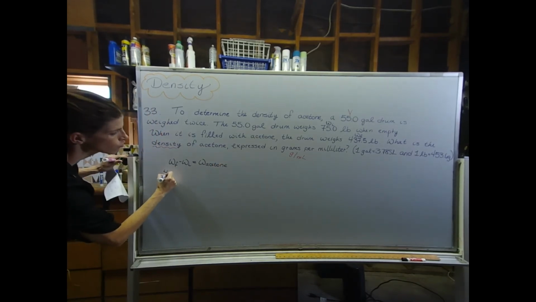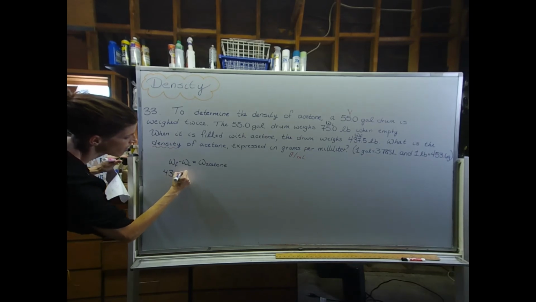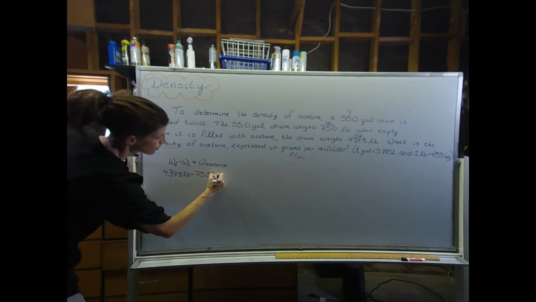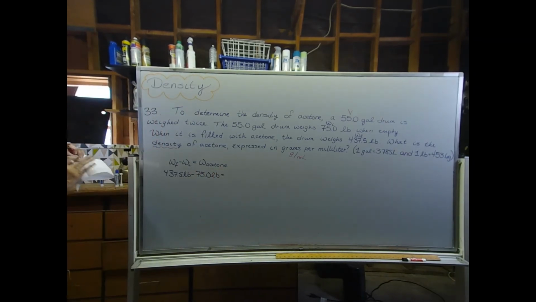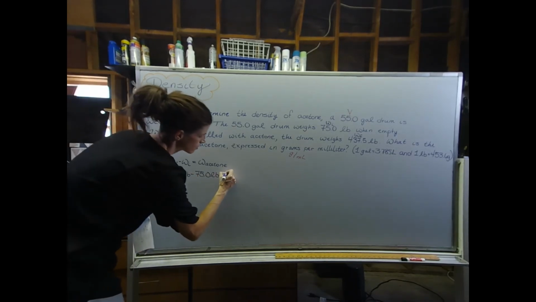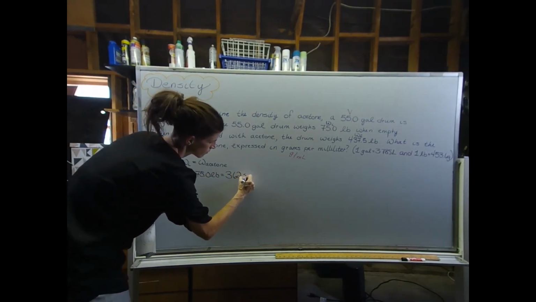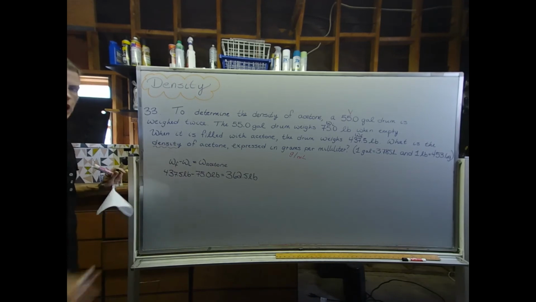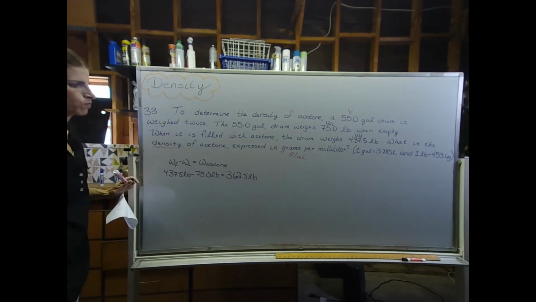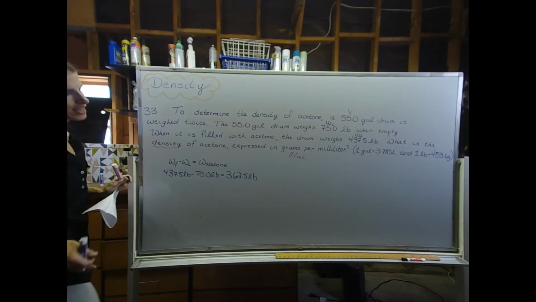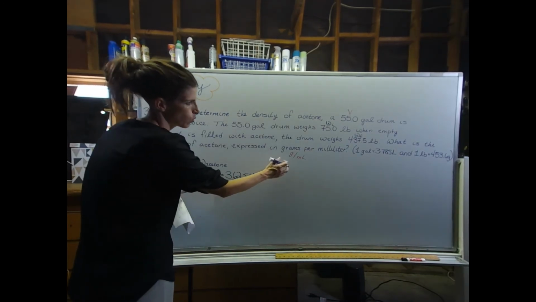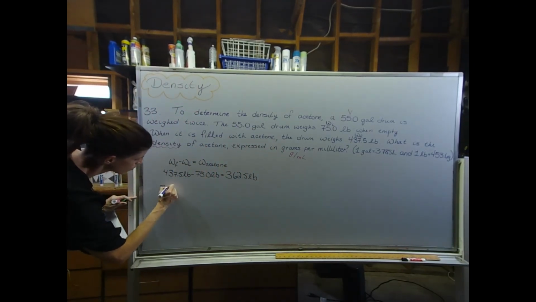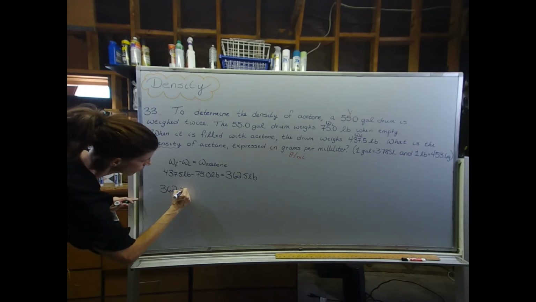So 437.5 pounds minus 75.0 pounds gives us a weight of 362.5 pounds. So this is just the acetone by itself because we got rid of the mass or the weight of the container. So looking ahead, pounds is not going to work. We need it to be in grams. So I'm going to take the weight of the acetone, 362.5 pounds.